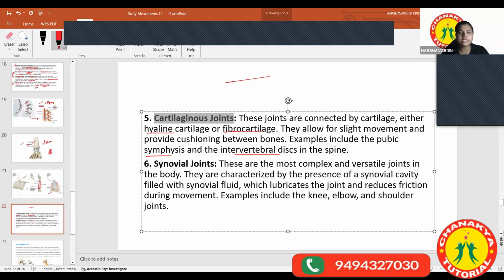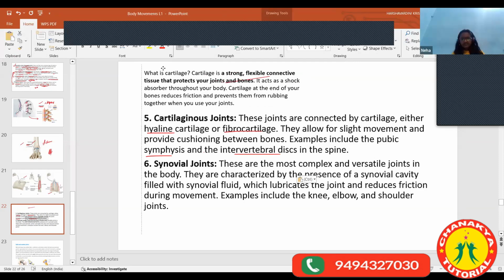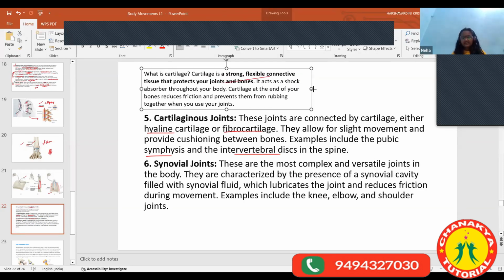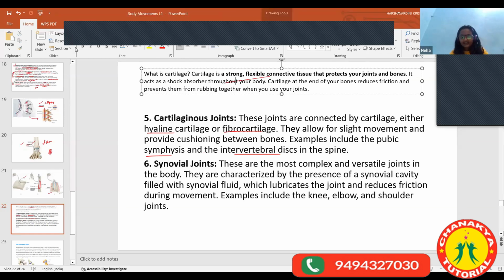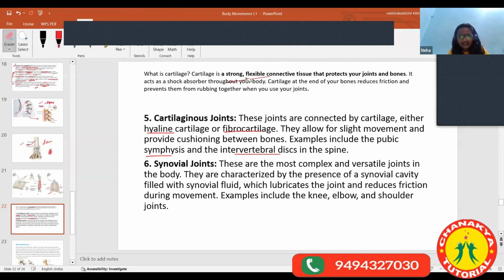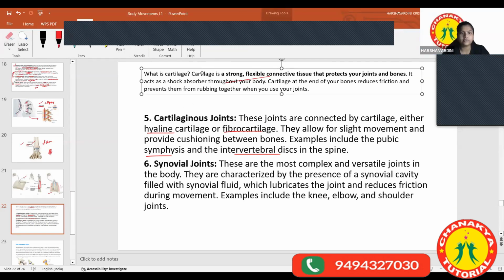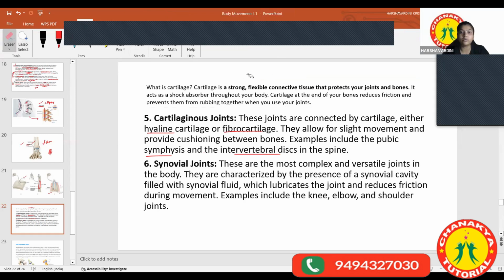Cartilage. So do you know what cartilage is first? There's something in our joints, I heard the word. I hope I know, you might not know that. So what is cartilage? Cartilage is a strong, flexible connective tissue that protects our joints and bones. They are connective tissues. It acts as a shock absorber throughout the body. Please remember this point. They are called shock absorbers.